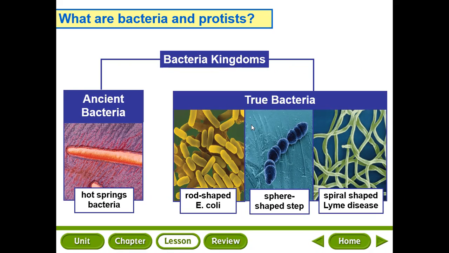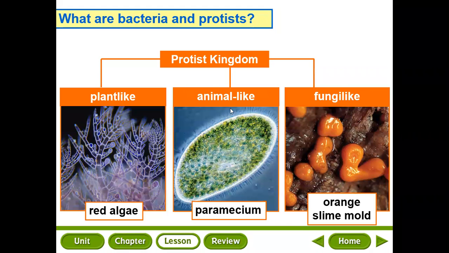Ancient bacteria, true bacteria. Protist kingdom: plant-like, animal-like, fungus-like, such as slime molds. Okay. There are plant-like, animal-like, and fungus-like protists. Algae are similar to plants. They have chlorophyll and make their own food.